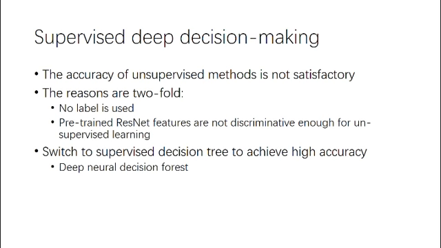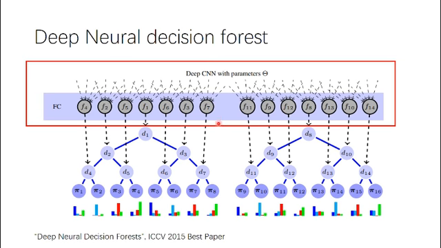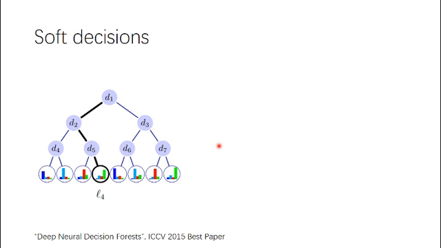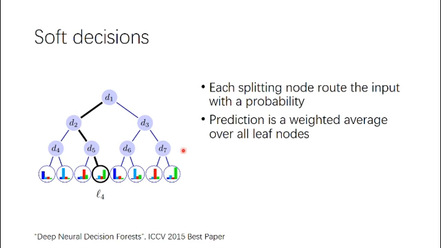We employ the deep neural decision forest model. In deep neural decision forest, a CNN is used to extract deep features from input images. These features are fed into the decision forest to give the final prediction. In this model, every split node will route the input with a probability to its left and right subtrees. The final prediction is the weighted average of all leaf nodes.